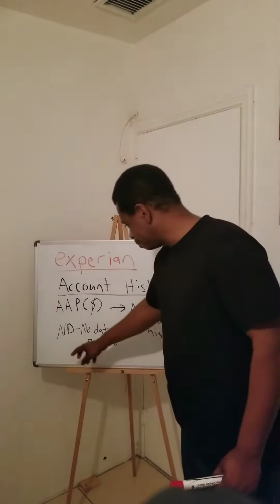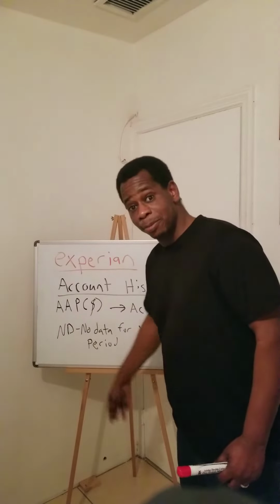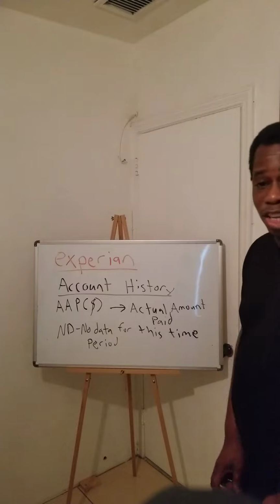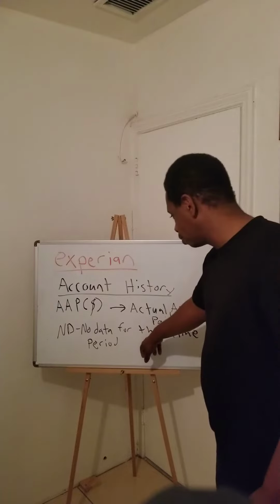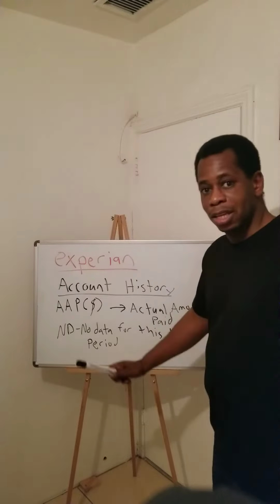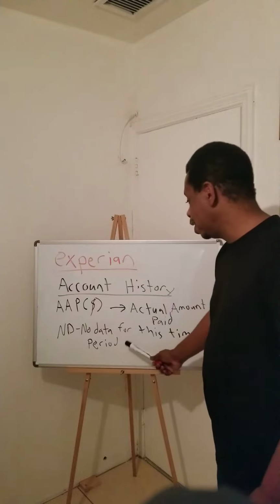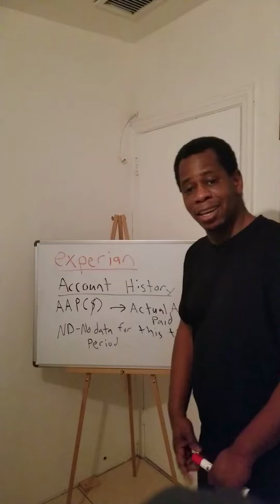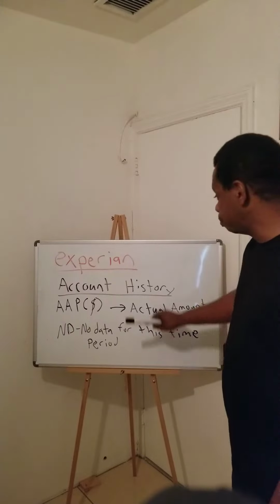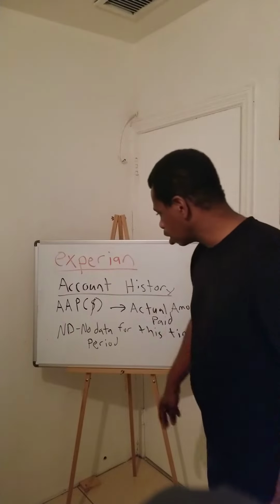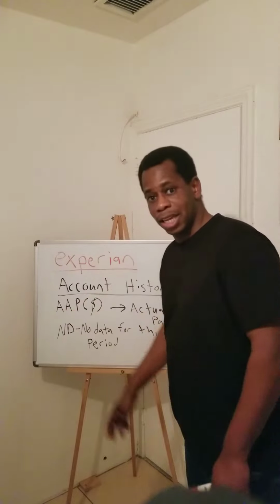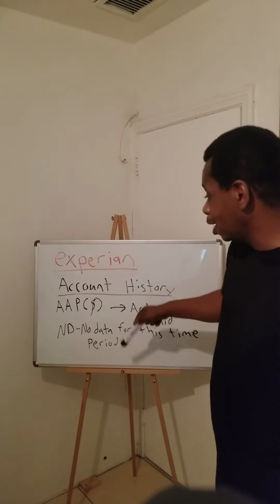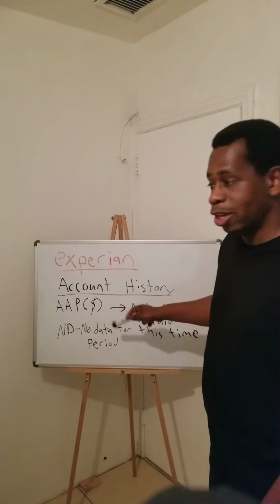If you see an ND, which is no data for this time period, you can dispute this because they're supposed to have accurate and complete information. So if it's not on there, it's incomplete. So I would dispute whatever account this is, and say that whatever month or year it is, it's incomplete. I dispute it because it's incomplete.